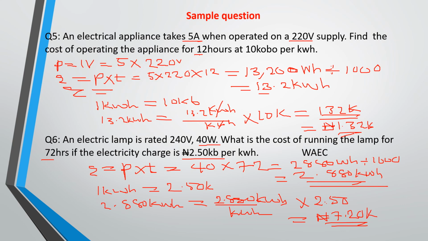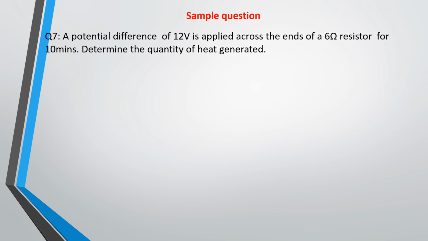So let's do lastly, let's solve this one. I hope that we've solved a lot of problems on this, and I hope you have followed through. Okay, so this one: a potential difference of 10 volts is applied across the ends of a 6 ohm resistor for 10 minutes. Determine the quantity of heat generated. So I think this one is simple.